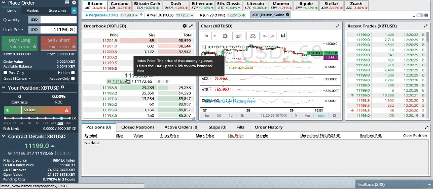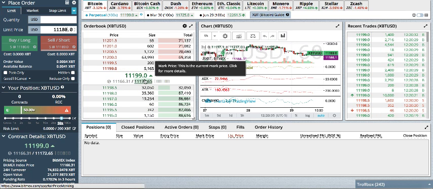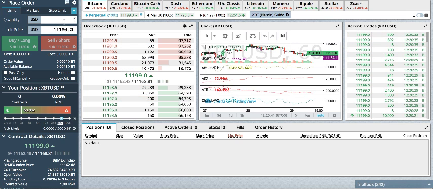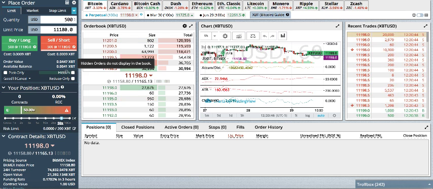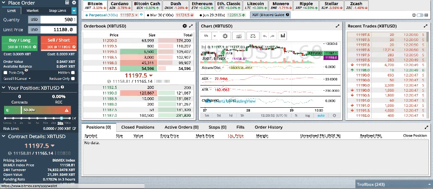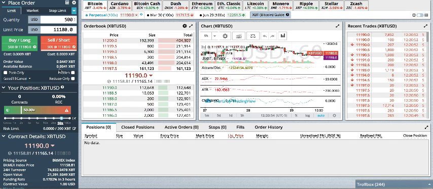Currently Bitcoin is trading at 11,199. So if I wanted to place an order, I would go right here to the quantity. Let's say I want to do 500 contracts. I just transferred here a small amount. This is a little test account that I was intending to use for demonstration. So what I've got available, it shows you available balance right here, 0.0041 BTC. Okay.